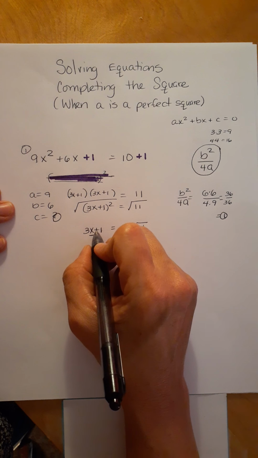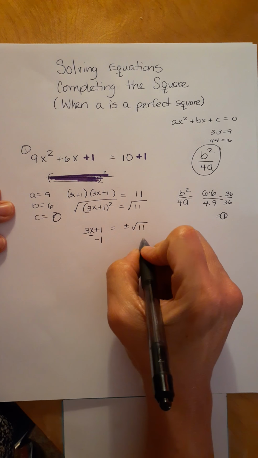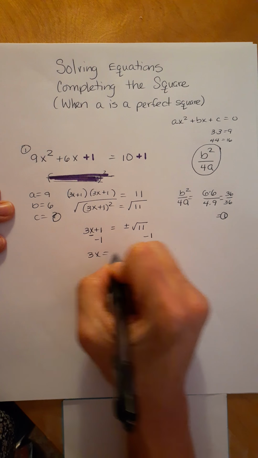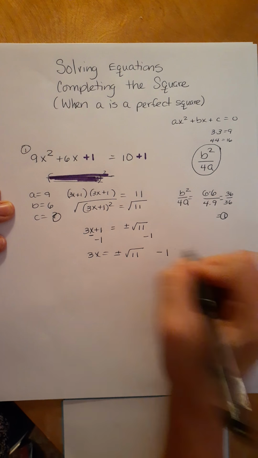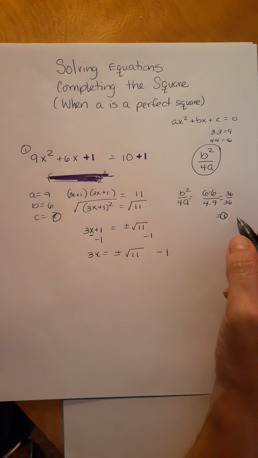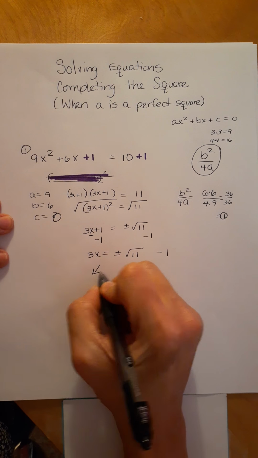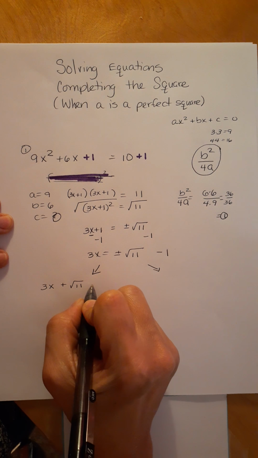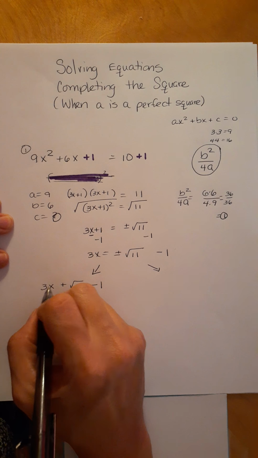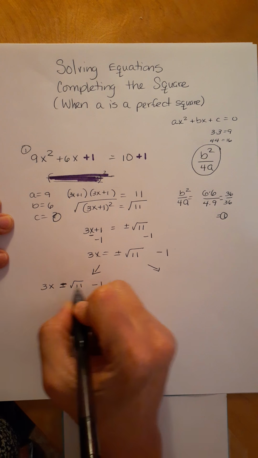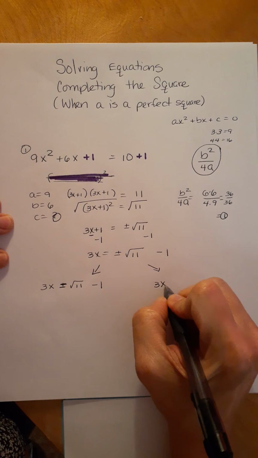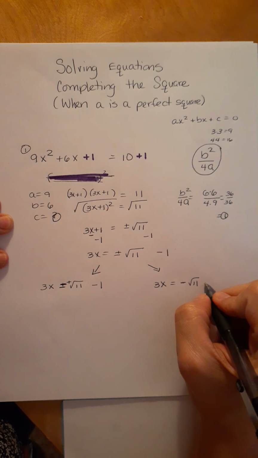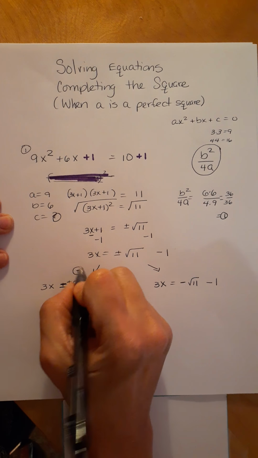We are now going to solve for x. The first thing we do is move whatever is added to the x. So we take the subtraction property of equality: minus 1. 3x equals plus or minus the square root of 11 minus 1. Now you have to be careful here. I'm going to separate this, which I probably should have done earlier. 3x equals the square root of 11 minus 1, and 3x equals the negative square root of 11 minus 1. This is the positive side, and this is the negative side.